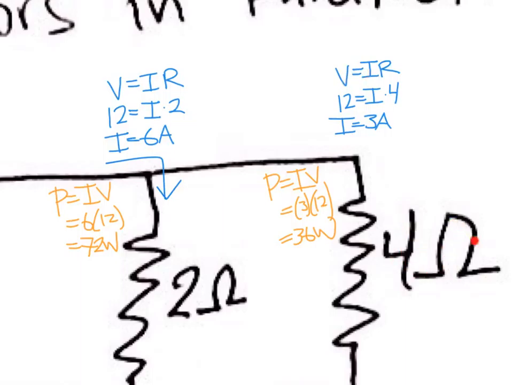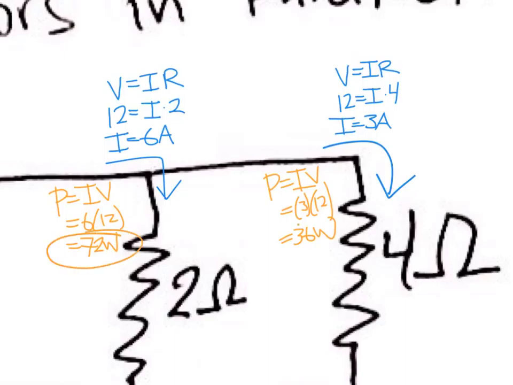Okay, for the 4 ohm resistor, V equals IR, so we have 12, a current, and a resistance of 4 ohms. We solve, we get 3 amps. Notice, please, how this has half the resistance, and so it gets twice the current. Aha! Yes, things work like that. And so power is current times voltage, and we get 36 watts.